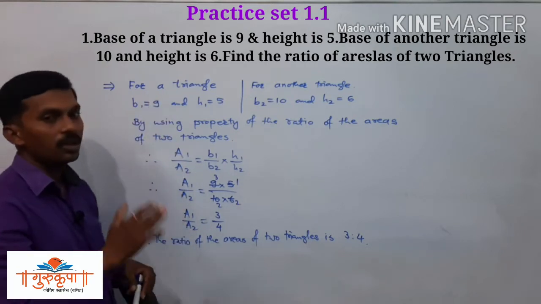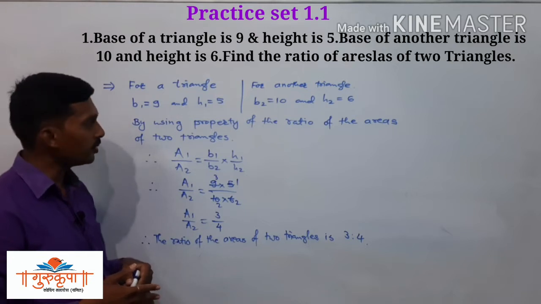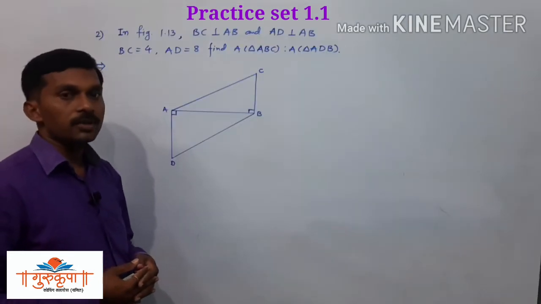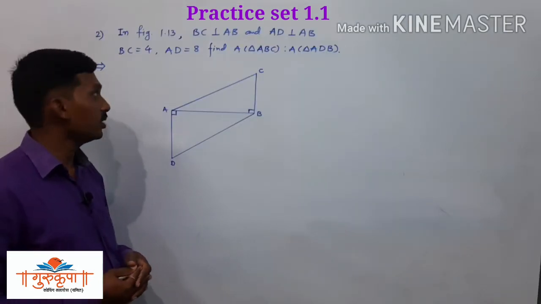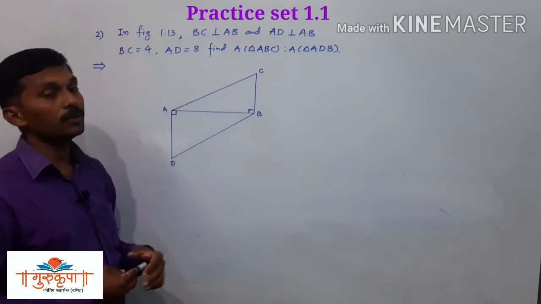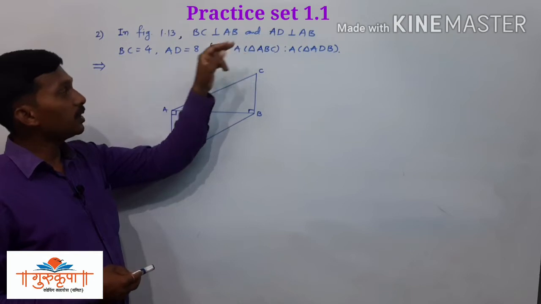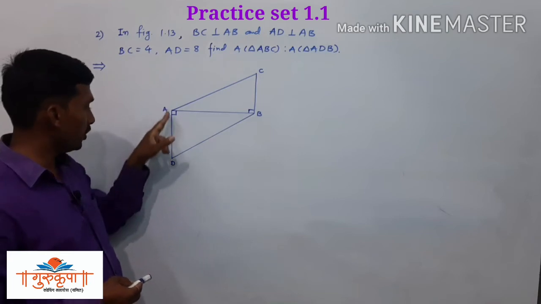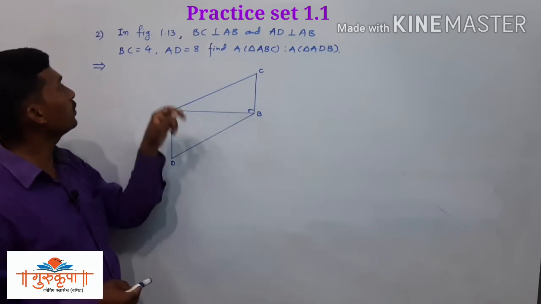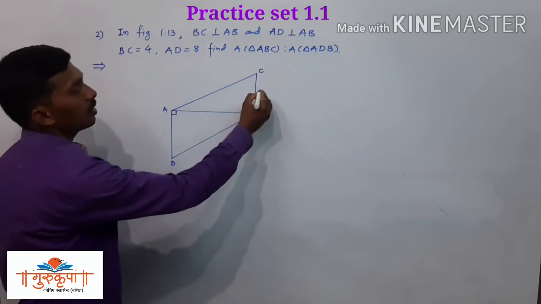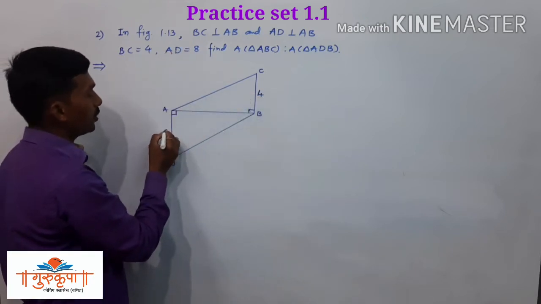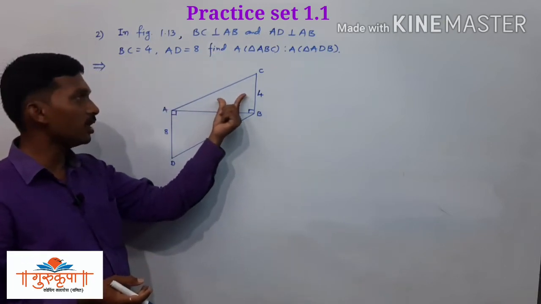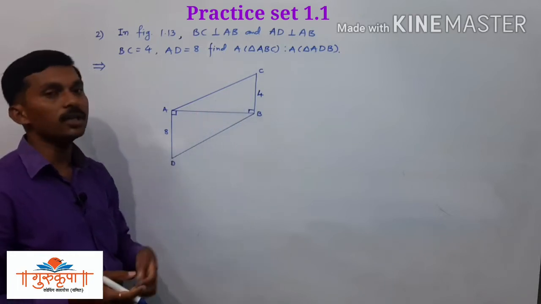So this is all about the first question from the first exercise. Now we will take the second question from this practice set 1.1. The question is, in figure 1.13, BC is perpendicular to AB and AD is perpendicular to AB. That is the given information. If BC is equal to 4 and AD is equal to 8 units, then find the ratio of the areas of two triangles, that is triangle ABC and the triangle ADB.